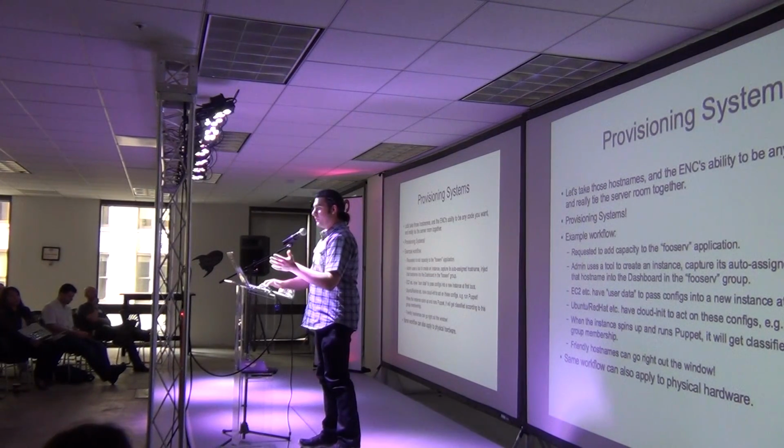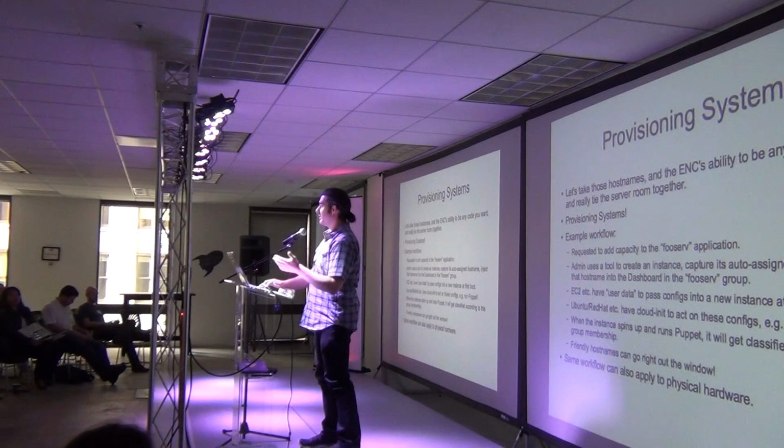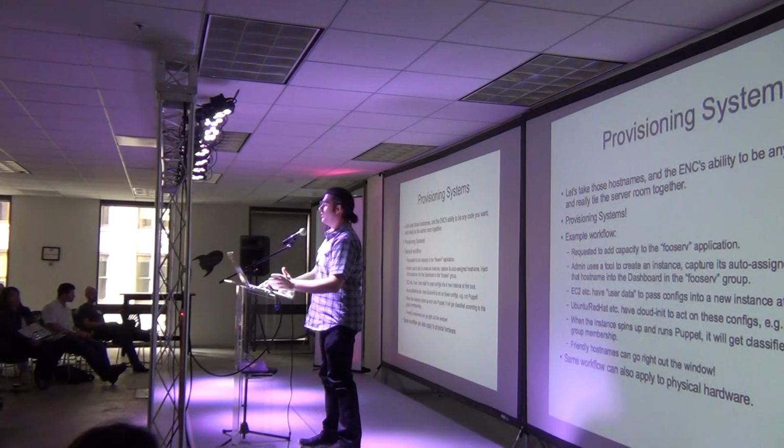So the admin uses the tool, creates the instance, we capture its auto-assigned hostname. We don't necessarily have to give it a friendly hostname that says, hey, this is the foodserve27.US West. We could just say, this is I12345, and then go from there. We're going to capture that hostname, we're going to stuff it into the dashboard, we're going to put it into the FoodServe group, it's going to inherit all the parameters of the FoodServe group. We don't have a special hostname, we have a generic hostname. This is cattle, as the servers are cattle.